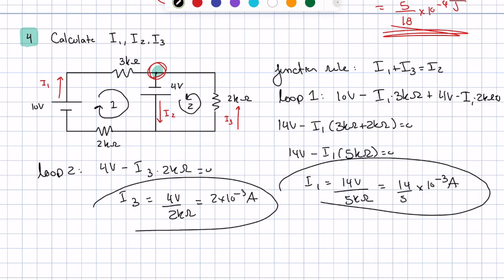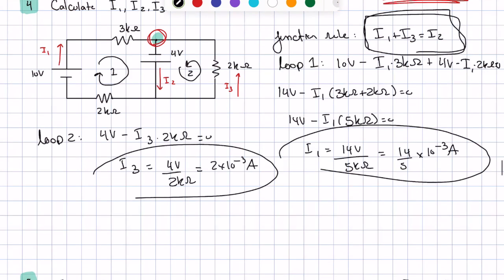So I know I3, I know I1, and I know how they're related via the junction rule, so I just have to add them up together.